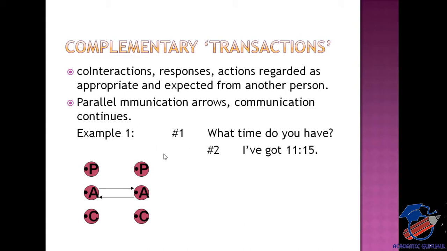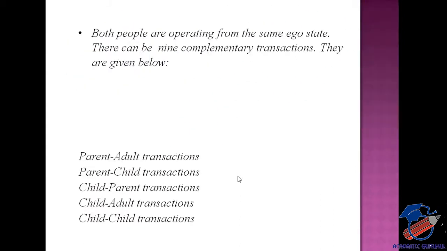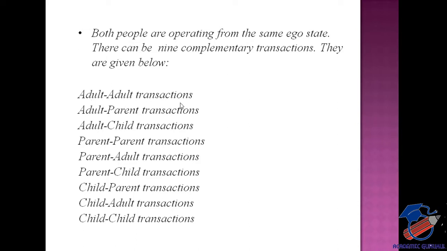The example is like the adult is saying to adult, what time do you have? The adult is replying clearly saying that it is 11:15. So both people are operating from the same ego state. There can be 9 complementary transactions. They are like parent adult, adult adult transaction, adult parent transaction, adult child transaction, parent parent transaction, parent adult, parent child, child parent, child adult, child child.